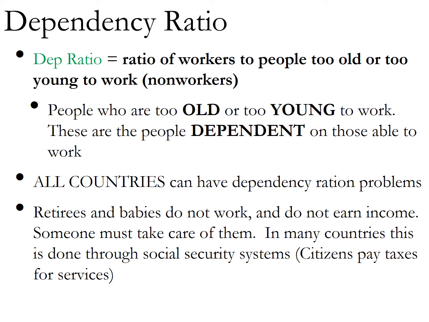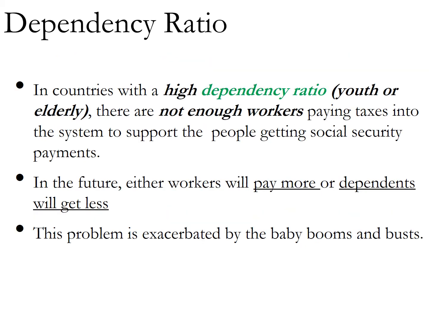And in our country, what we do is that the working people pay taxes to take care of the young people by sending them to school. They have stuff to do during the day. And we take care of the old people through services for them, Social Security, so on and so forth. So as I mentioned, in countries with a high dependency ratio, either youth or elderly, where you don't have enough workers, we have to figure out what to do.